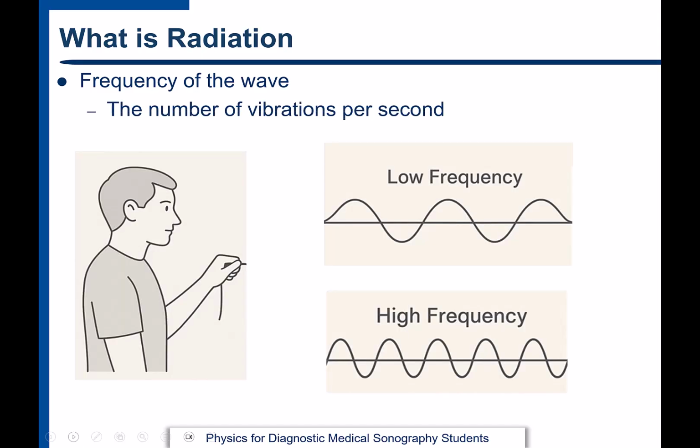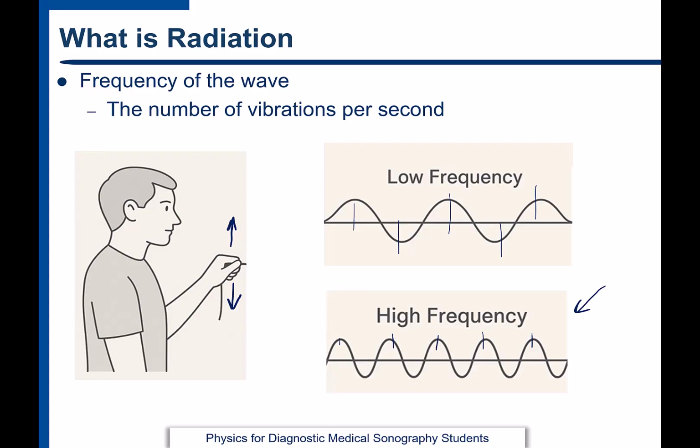Well, the frequency of a wave is simply the number of vibrations per second. In other words, how many times per second does our person shake that rope up and down? You can imagine if he does it just a few times up and down per second, that would be a low frequency wave. And so you'll notice the peaks would be farther apart as that wave travels away. You can imagine he could shake it really fast up and down, and that would create a high frequency wave.